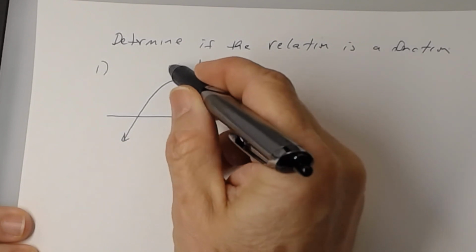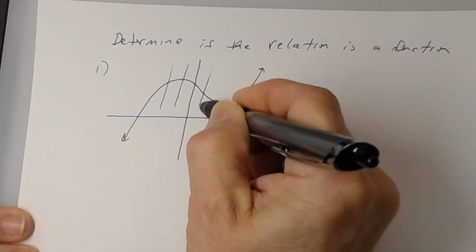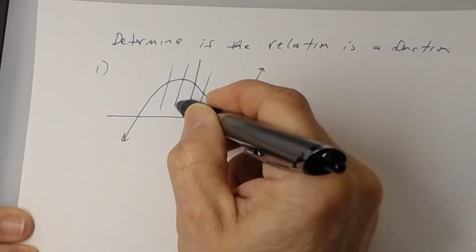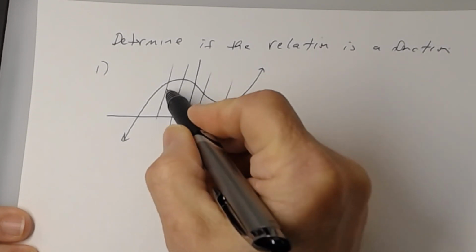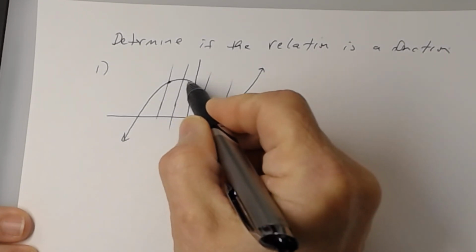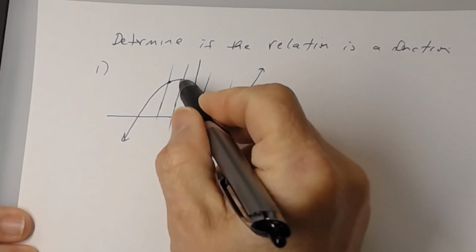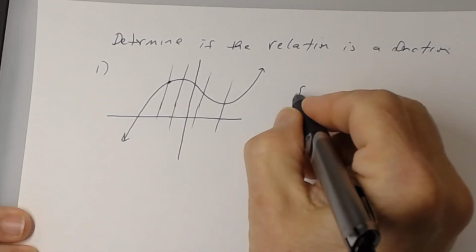Remember the vertical line test. So no matter where I draw a vertical line, that means that for this x value, there's only one what? Y value. For this x value, there's only one y value. So this is a function.